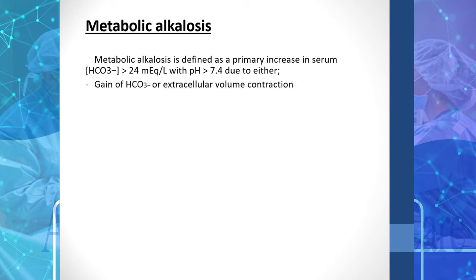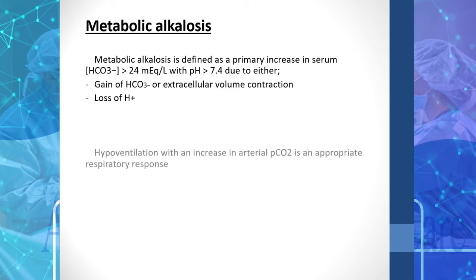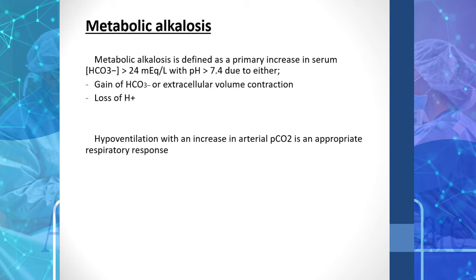Okay, and here what is the cause of metabolic alkalosis? What do you think? It's either there is increase in the HCO3, the bicarb, or there is loss of the hydrogen ion, the acids. And usually the respiratory system will compensate by hypoventilation to increase the carbon dioxide. Usually metabolic alkalosis is classified as either saline responsive or non-responsive.